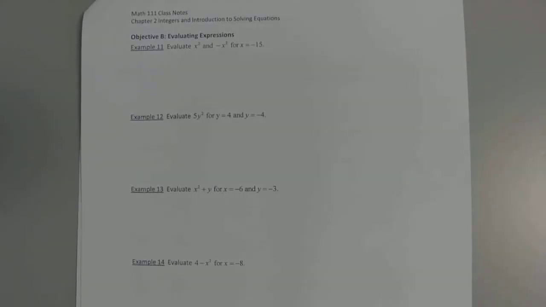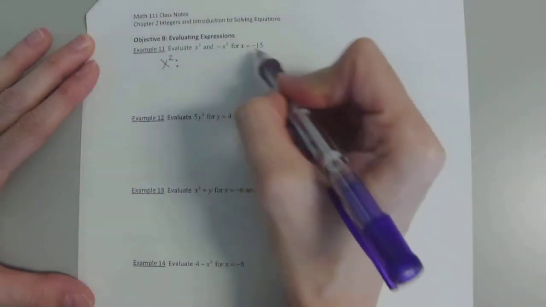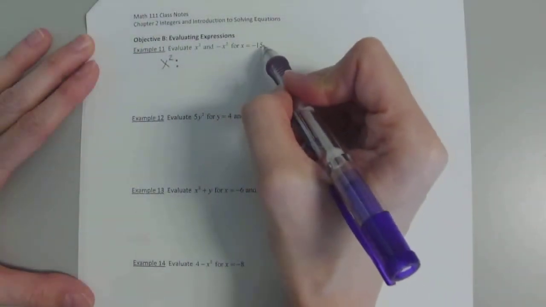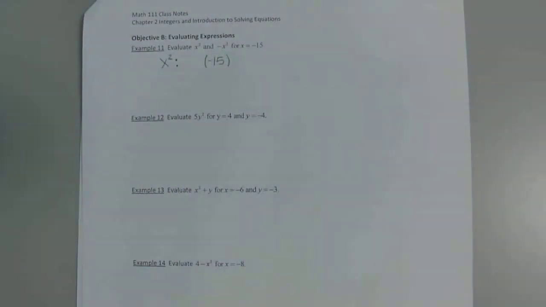Page 3, we're going to be doing basically what we did on page 2, but we have to put in the value for the number, okay? And anytime you plug in a negative, you're plugging in all of it, the negative and the number, so put parentheses around it, okay? So when we want to do x squared when x is negative 15, what are we putting in for x? Negative 15, so what do I have to put around it? Parentheses, because that's my x, right?